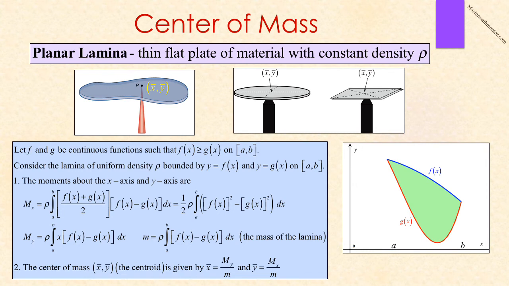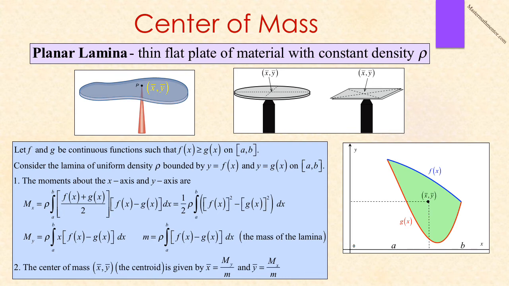The moments about the x-axis and y-axis are M sub x is equal to rho integral from a to b of f of x plus g of x all over 2 times the quantity f of x minus g of x dx. And this can be simplified into 1/2 rho integral from a to b of the expression f of x squared minus g of x squared dx. M sub y is rho integral from a to b of x times the expression f of x minus g of x dx. And our m, little m, is rho integral from a to b of f of x minus g of x dx, which is simply the mass of the lamina.